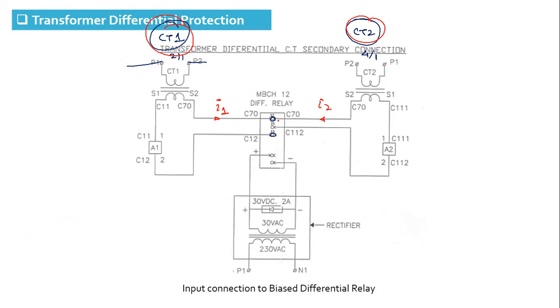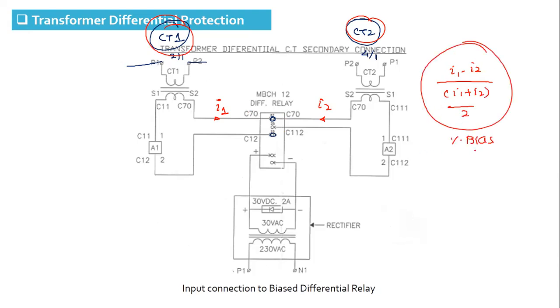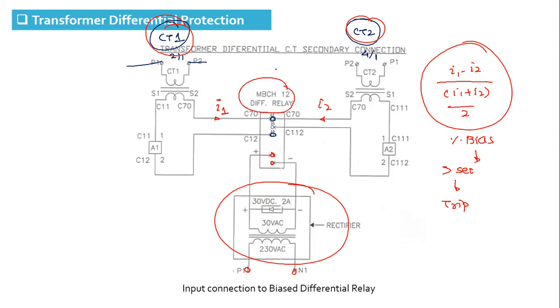In this relay, it will calculate based on the injected current. If the percentage bias calculated is more than the set value, then the relay will trip. As it is a static relay, we have to supply auxiliary DC supply. So we have used a rectifier that converts 230 volt into 30 volt DC for the operation of this MBCH12 relay, which is a bias differential relay.